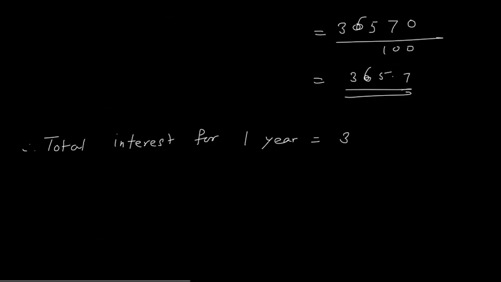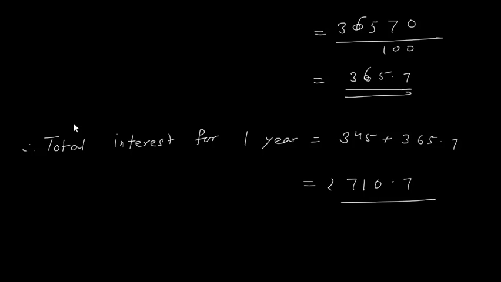345 plus 365.7. So their total will be 0.7. I will write here. Then 5 plus 5 is 10, 6 plus 4 is 10, 1 and 1 is 11, 1 and 3 is 3, so it is rupees 710.7. So total interest for 1 year is 710.7.